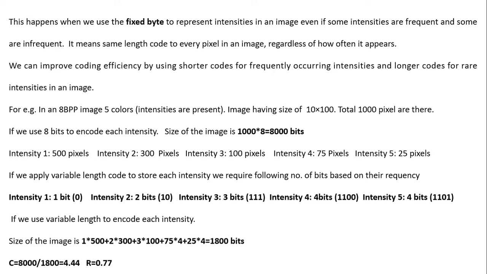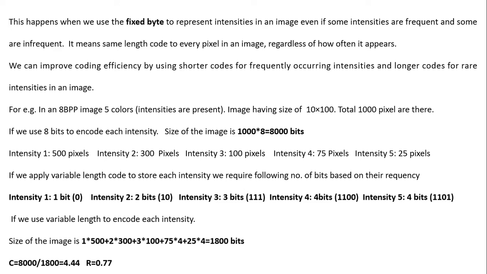Now we'll see with an example. This happens when we use a fixed number of bits to represent the intensity in an image, even if some intensities are frequent and some intensities are infrequent or rare in nature. It means the same length code is used to encode every pixel in an image regardless of how often it appears. We can improve coding efficiency by using shorter codes for frequently occurring intensities and longer codes for rarely occurring intensities in an image. Now see the example.